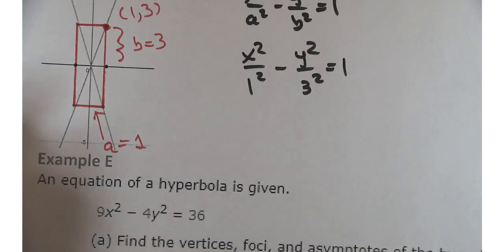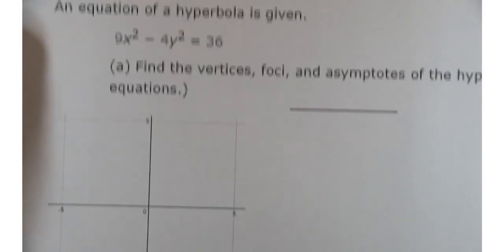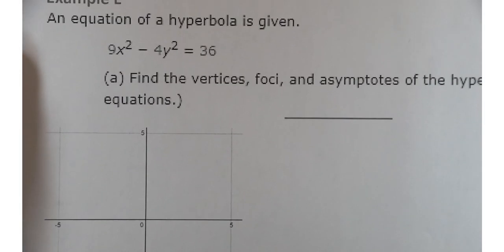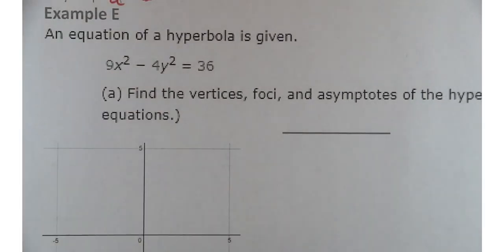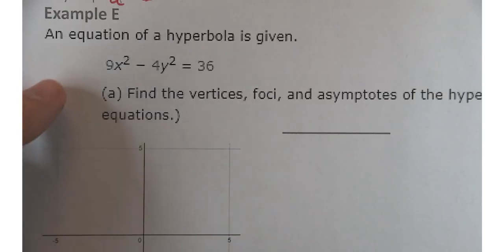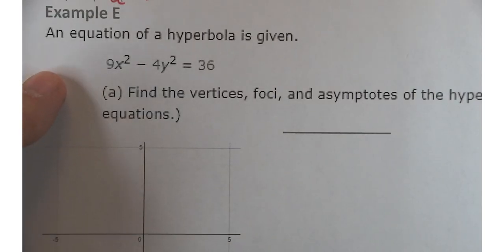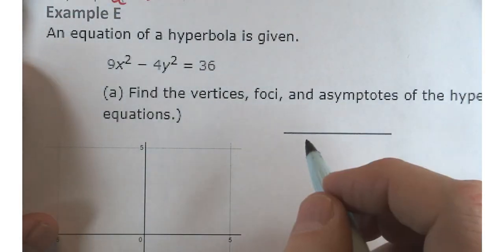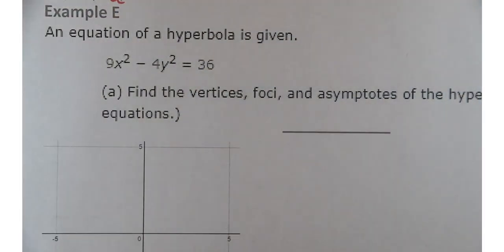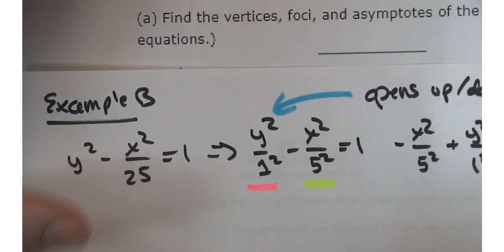Let's keep going with number E here. Well, what would you do on that one? Left to right. All right, this is going to open left and right. That's a good observation. It's going to open left and right. But I'm probably not ready to graph it yet. Ah, well done. So you're going to take this and divide everything by 36. So I'm going to do that on an extra sheet here.